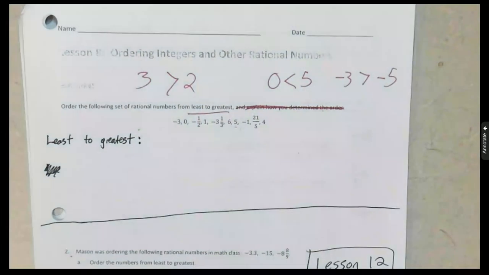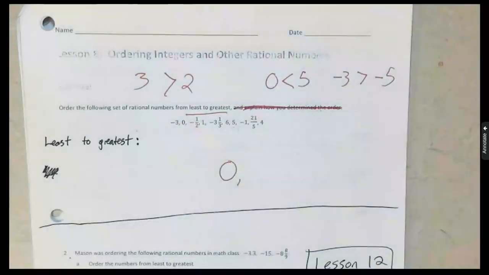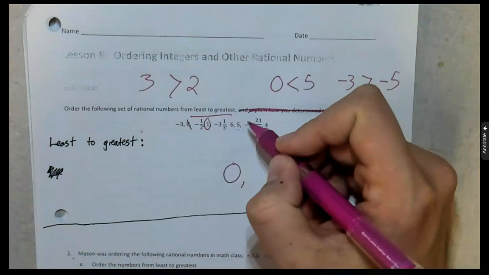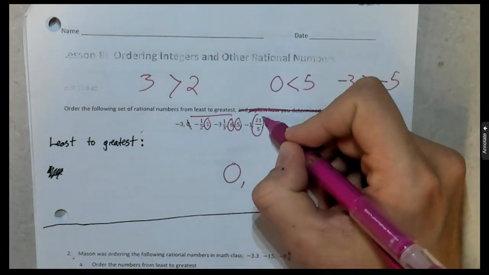So if we were to list this from least to greatest, I would suggest putting 0 right in the middle. And then let's work our way and look at all positive numbers first. So we've got 0 done. We've got 1, 6, 5, 21/5, and 4.